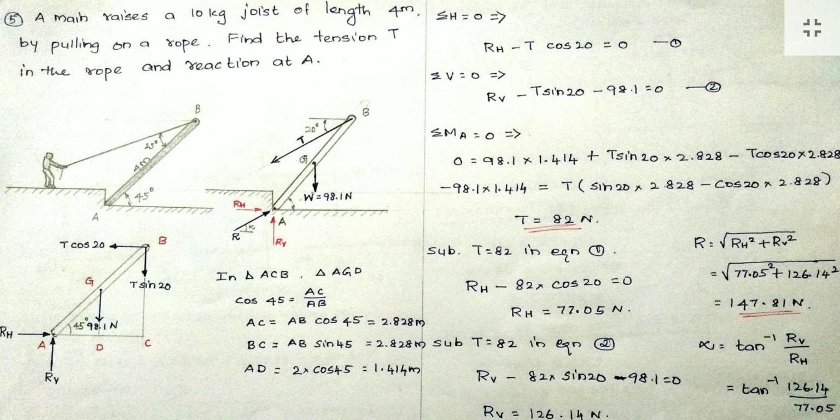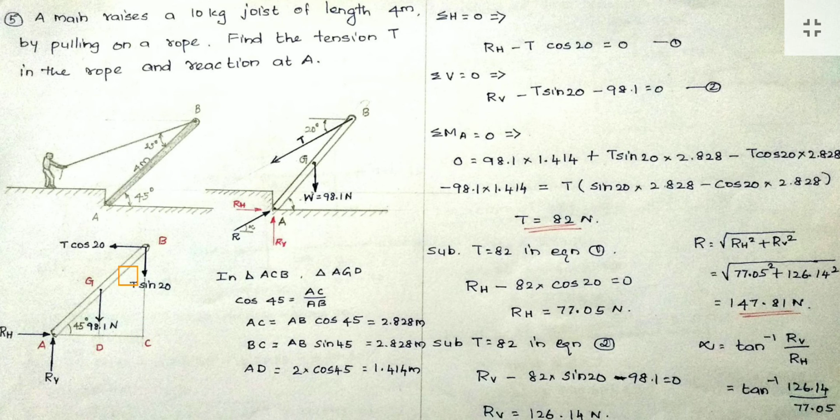I multiply. Then by the force T sin 20, this is also a downward force. This downward force rotates this joist in clockwise direction. So it is plus, the force value is T sin 20. And the perpendicular distance, this is a vertical force, so AC is the perpendicular distance. AC we already found as 2.828.